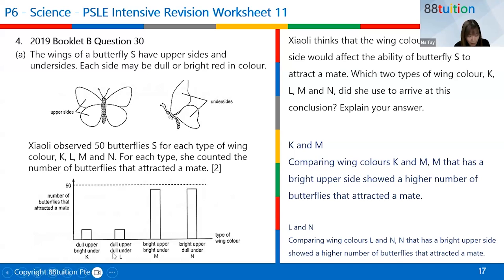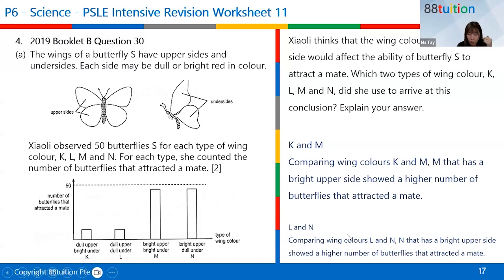So K and M, both are bright on the underside, but then one is dull and the other is bright on the upper side. So you have something that is different for the upper side, right? So you are looking at this here, comparing the wing colors K and M. M that has a bright upper side showed a higher number of butterflies. They attracted a male. So that is how she came to the conclusion. Okay, so she chose these two, and then this is what she did.